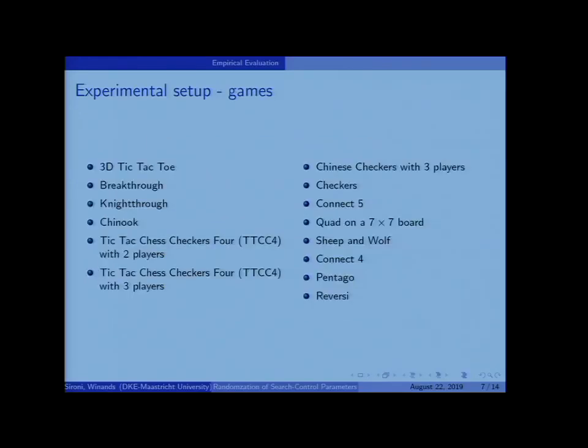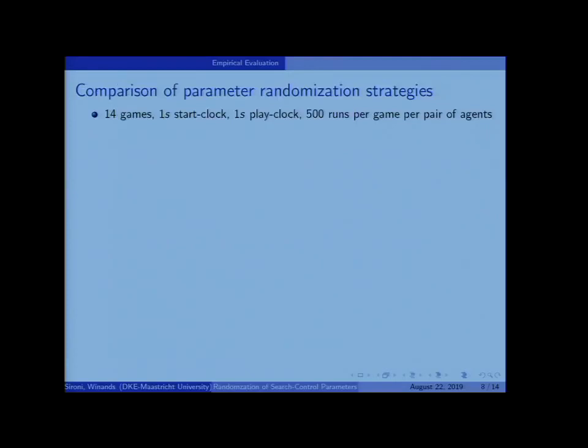This is the set of games on which we're performing the experiments. We try to pick a heterogeneous set of games, so we have 2-player games, 3-player games, some with simultaneous moves, and some with sequential moves. The first experiment that we performed is comparing the randomization strategies against each other. We're testing on all the 14 games. We use a 1 second start clock and 1 second play clock. So for each turn of the game, we give 1 second to the player to think.